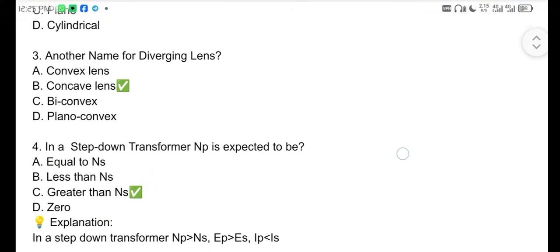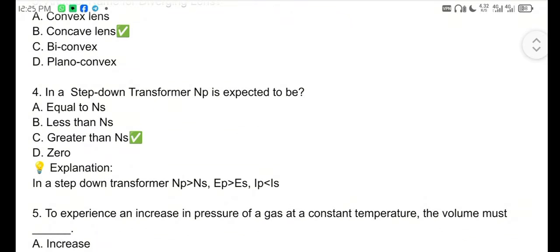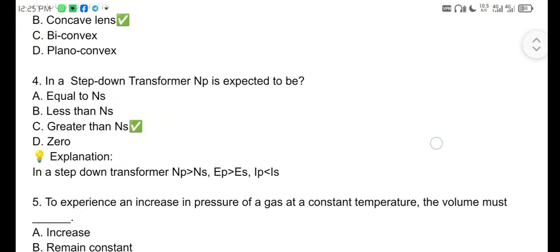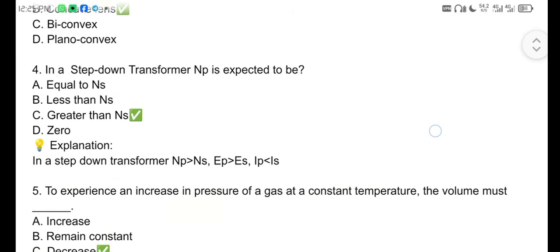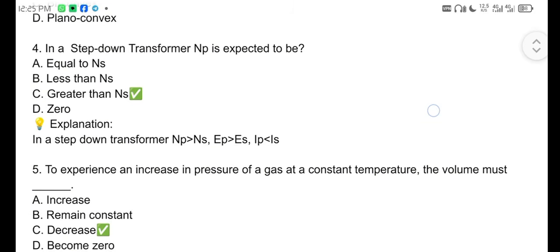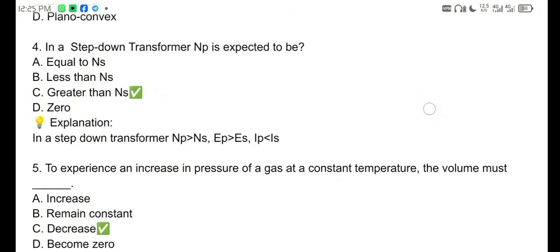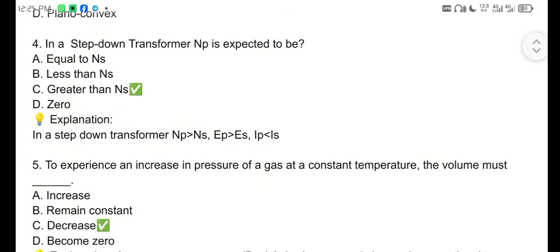Okay, so the next question here says, in a step down transformer, the number of turns in the primary coil, NP, is expected to be what? The number of turns in the secondary coil will now be NS. All right, so NP is expected to be greater than NS. The explanation here is, in a step down transformer, NP is greater than NS. EP is greater than ES. Then IP is lesser than IS.